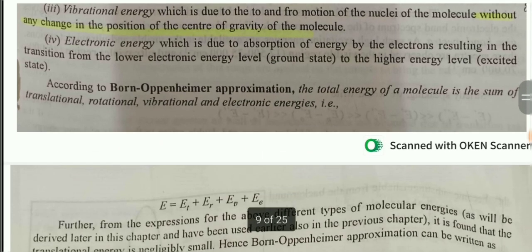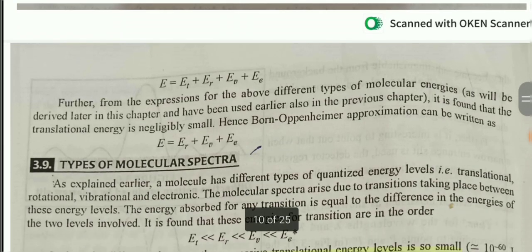According to Born-Oppenheimer approximation, the total energy of a molecule is the sum of translational, rotational, vibrational, and electronic energies. That is, E is equal to ET plus ER plus EV plus EE. Further, from the expressions for the above different types of molecular energies, as will be derived later in this chapter and have been used earlier also in the previous chapter, it is found that the translational energy is negligibly small. Hence, the Born-Oppenheimer approximation can be written as E is equal to ER plus EV plus EE.